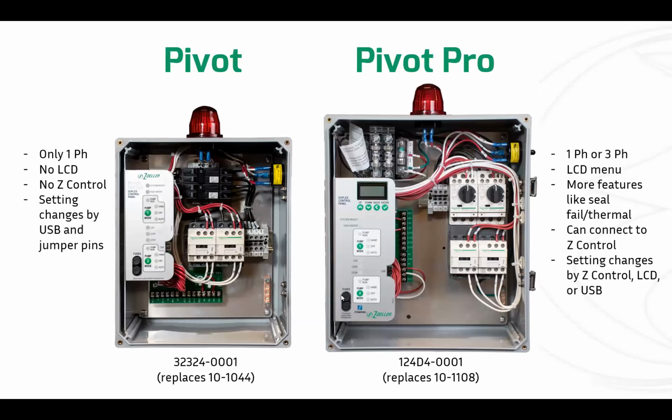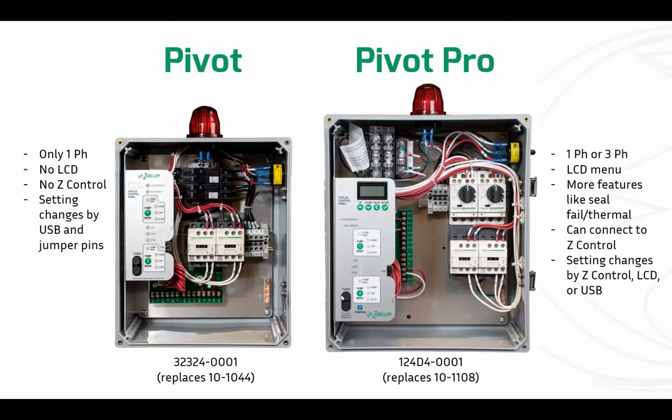So on the left, you've got a Pivot, on the right, a Pivot Pro. I'll focus on the Pivot Pro because that's where the differences are. On a Pivot Pro, you have single phase or 3-phase. You can order it either way. Pivot only is single phase. On the Pivot Pro, you can see that the interface has an LCD screen with some buttons to navigate a menu. There's a couple extra features on Pivot Pro.